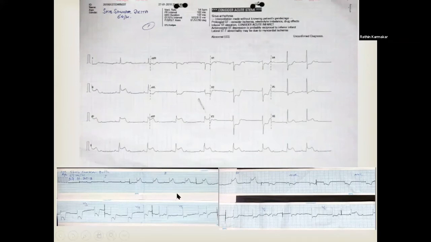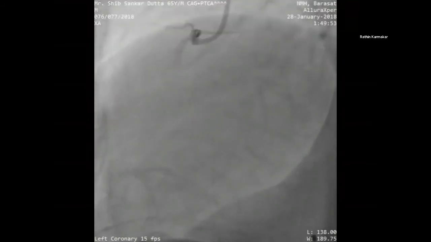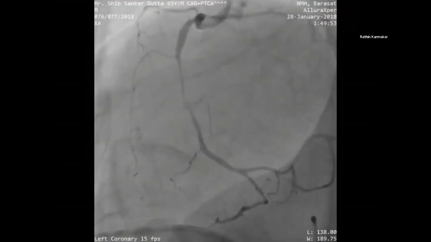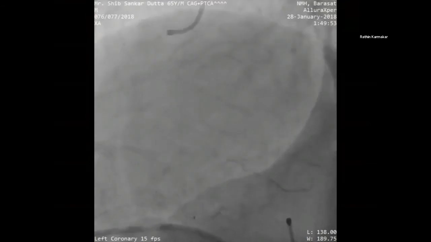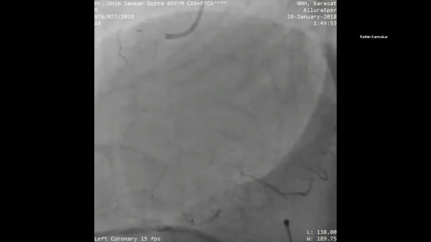So there was evidence of 2:1 AV dissociation, but at the time of presentation in the ER, there was 2:1 AV block. The patient had a history of syncope that may be due to complete heart block or some other arrhythmia. I don't know. It cannot be said. But the patient was having a heart rate around 50. You can see the imaging, in the lower part, the temporary is kept in the IVC. So I was just trying not to cause damage.